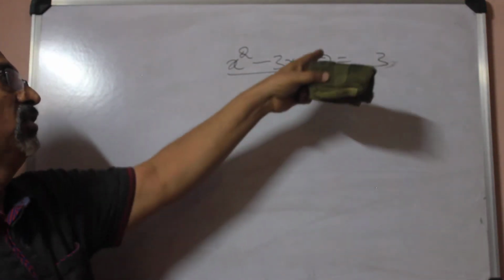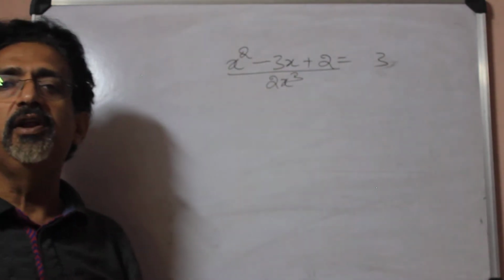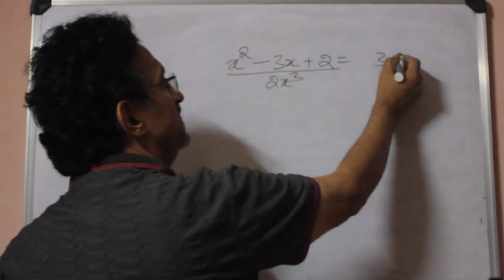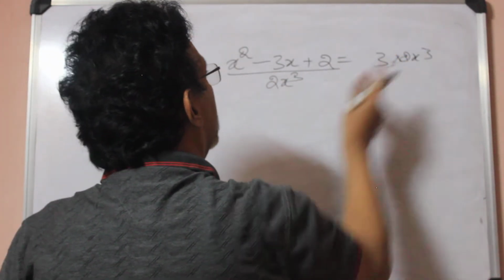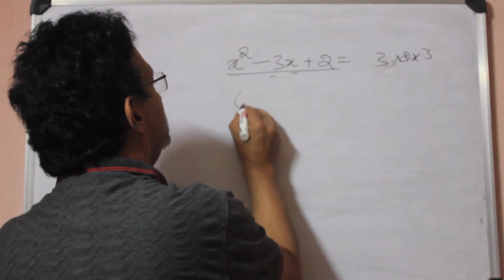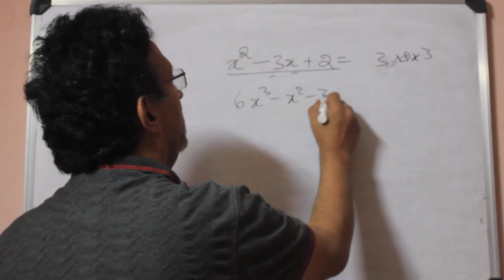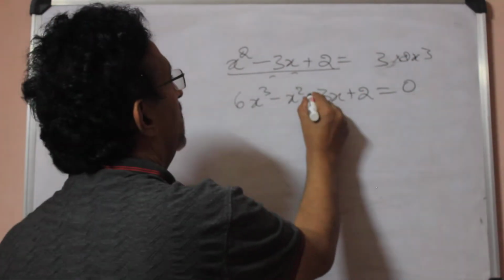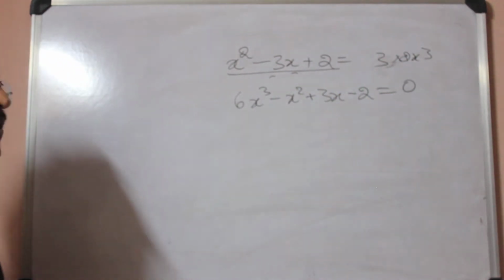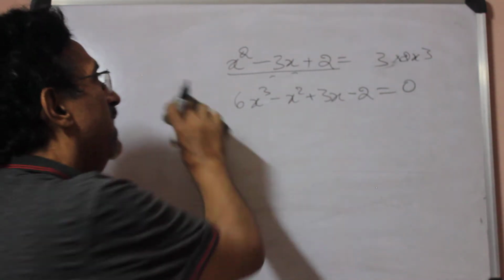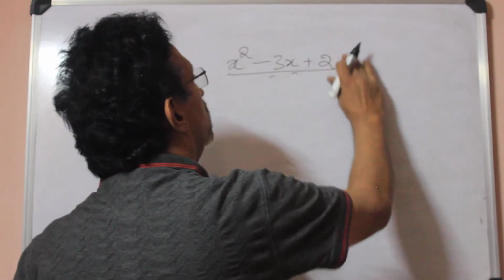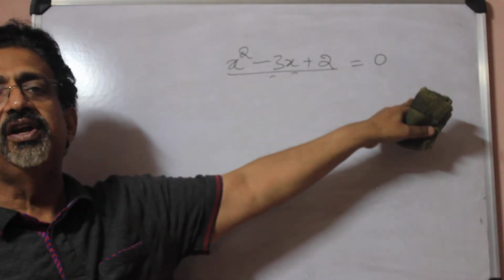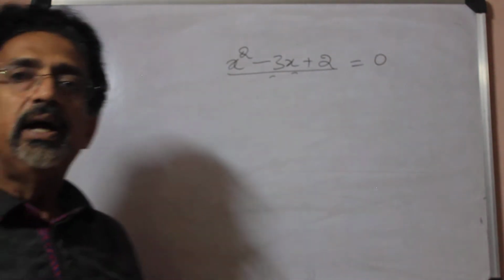I can certainly, by cross multiplication, write this as a polynomial of degree 3, that is a cubic equation, equated to 0. I can certainly shift this to the right hand side: 3 times 2x cube, so it is 6x cube. So I can write this as 6x cube minus x squared plus 3x minus 2 is equal to 0. So that gives me a cubic equation. So algebraic equation means what? If the left hand side is a polynomial in x and it is equated to 0, then I get an algebraic equation.